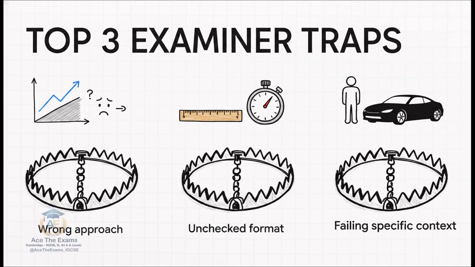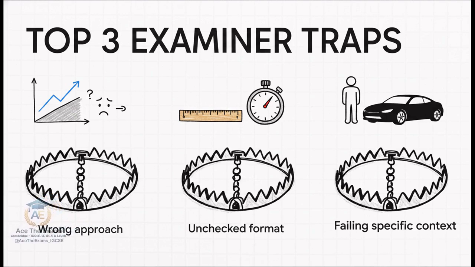You do all the math perfectly, but you forget to convert minutes to seconds or kilometers to meters. It is heartbreaking to lose marks on that. And trap number 3, the most dangerous one, failing the specific context. Let's say you do your data scan and you calculate the acceleration of a car, and you get -5. If you just write acceleration is -5 on your paper, you fall right into trap 3.